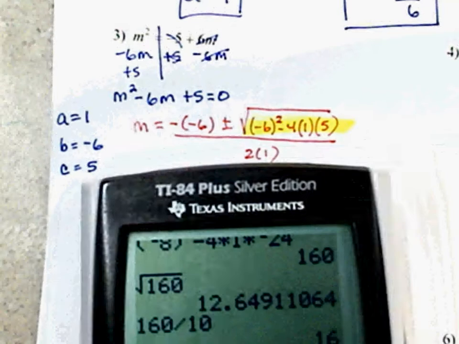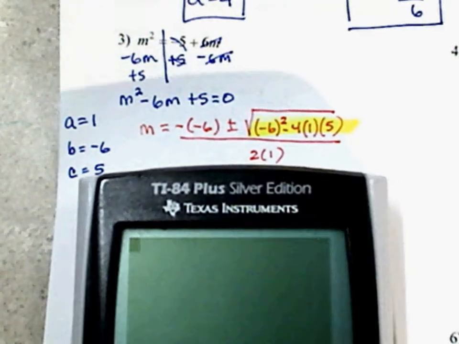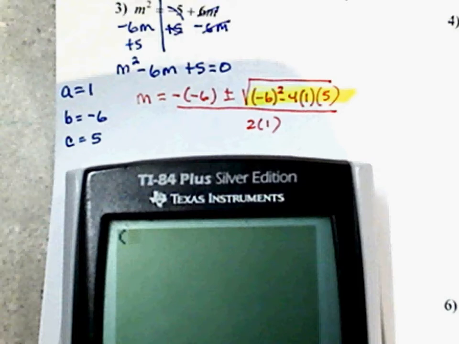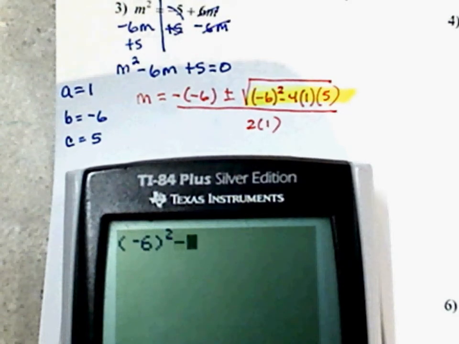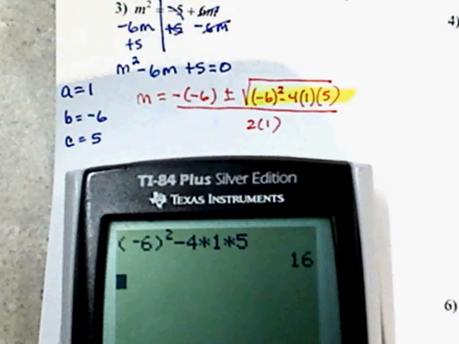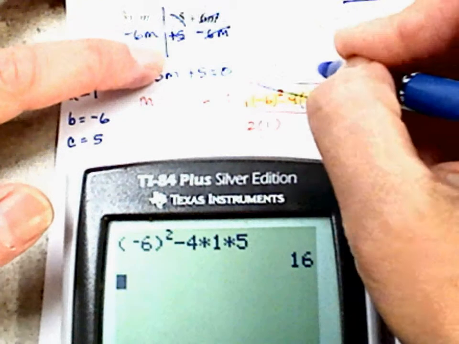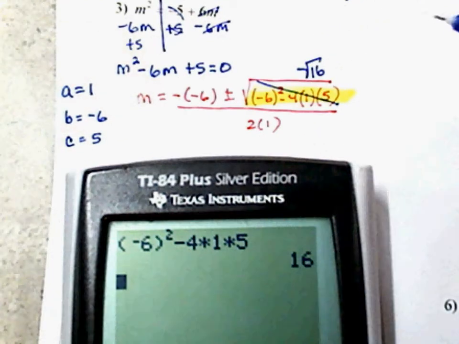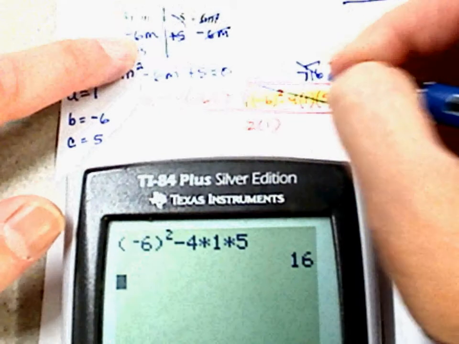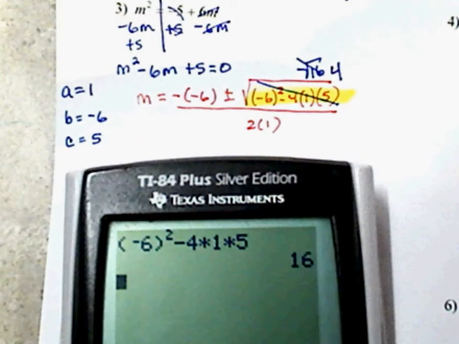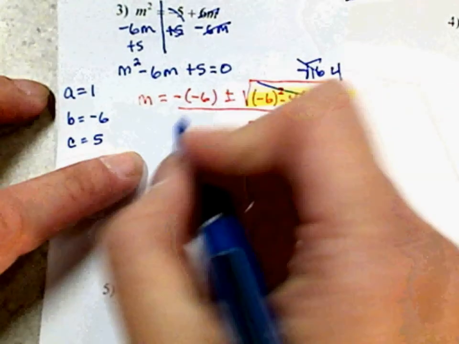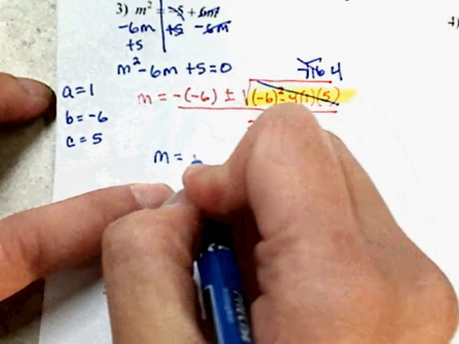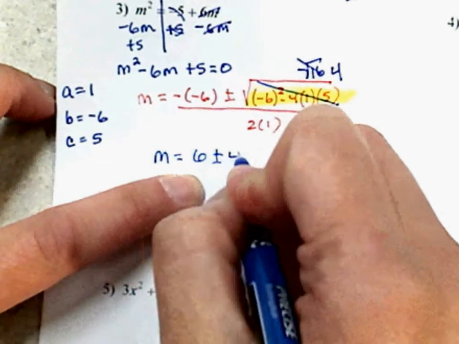Let me clear it so you guys can see it. Parentheses, negative 6 squared minus 4 times 1 times 5. Comes out to be 16. Do you guys see it? Type it in. Mark this off, square root of 16. What is square root of 16? 4. Mark that off, and I can just put a 4. You got rid of your square root sign. See how there's 2, 4, and 4 is 16. All right, let's rewrite. So M equals, what's a negative times a negative? Positive. Plus or minus 4 divided by 2 times 1 is 2.